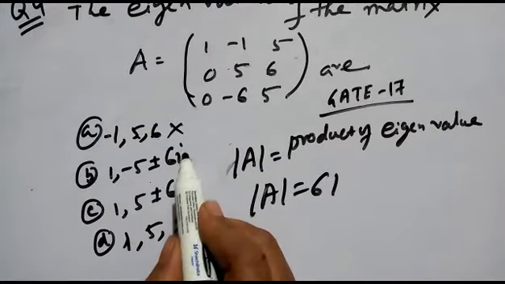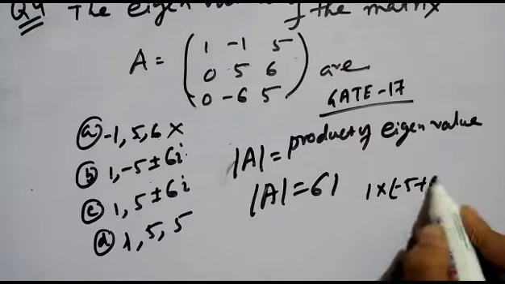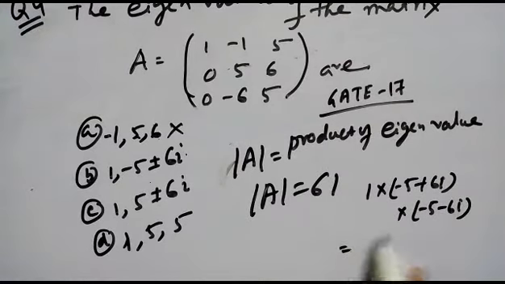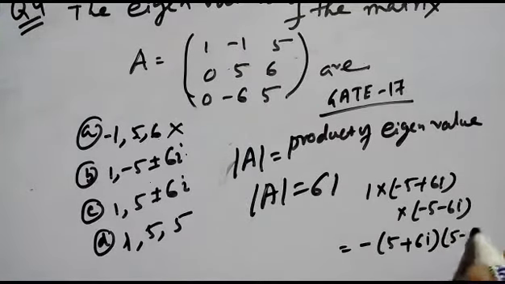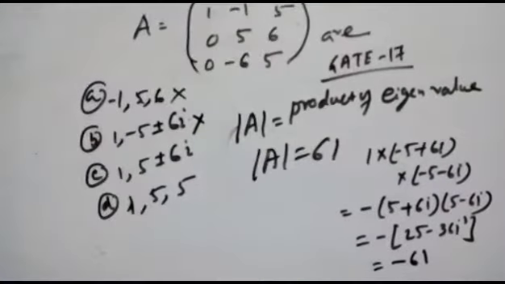Clear? If we choose this, that means 1 into (minus 5 plus 6i) into (minus 5 minus 6i). If we take a common minus from this, then we get minus of (5 plus 6i)(5 minus 6i). That means minus 25 minus 36 i square. i square means minus 1, so that means minus 61. Clear? So this does not match with 61, so this is also not the eigenvalues of the following matrix.